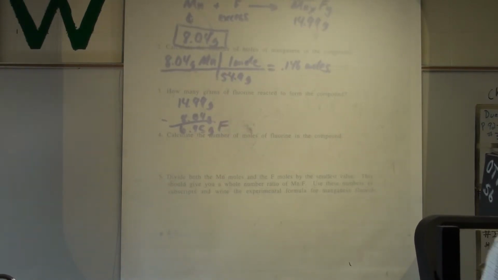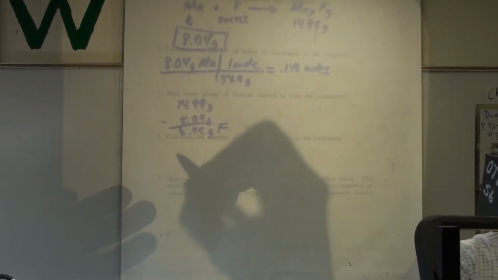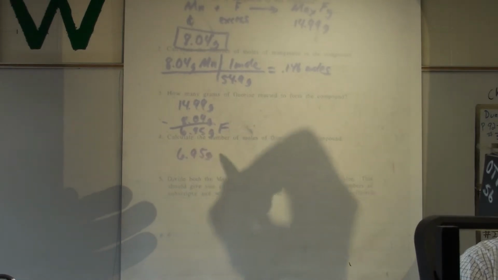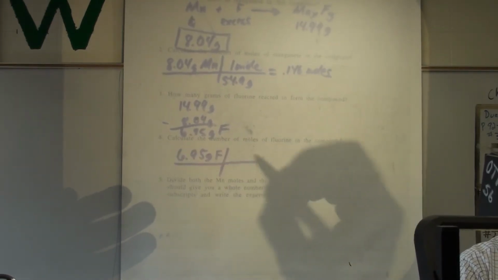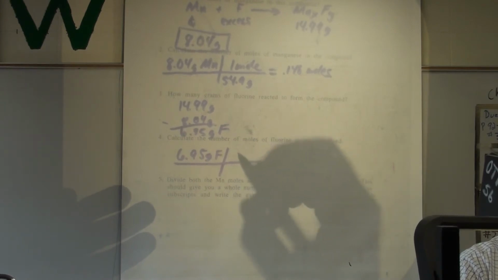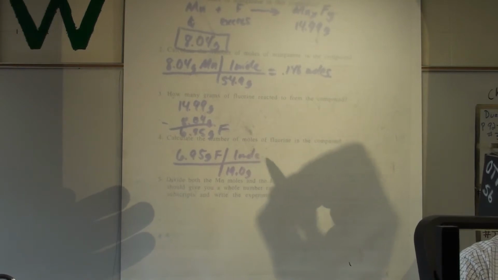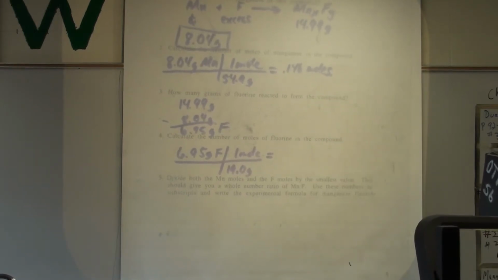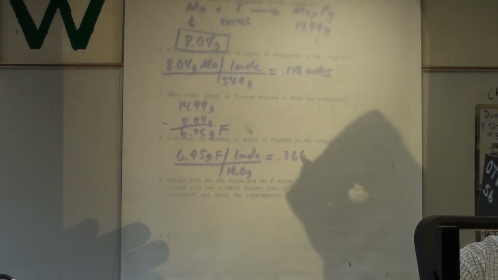Then how do I find the moles of fluorine? Same thing as we did in number 2. 6.95 grams of fluorine divided by the molar mass of fluorine, which is 19.0. That's 0.366 moles.